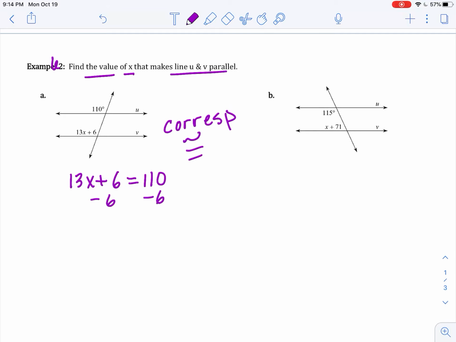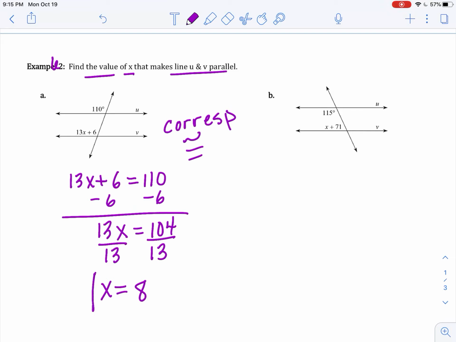So subtract 6 off of both sides, and you get 13x equals 104. And then divide by 13, and you'll get x equals 8. So if x was equal to 8, if you plug that in, 13 times 8 plus 6, right, you'd get another 110 right here. And that would force those corresponding angles to be congruent, and therefore that would force U and V to be parallel.